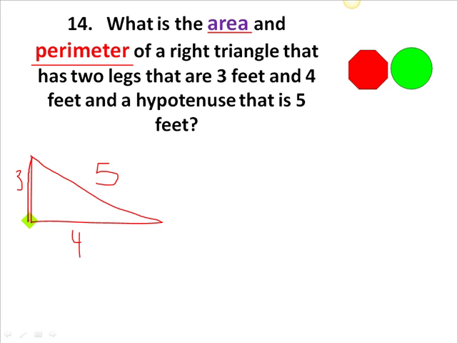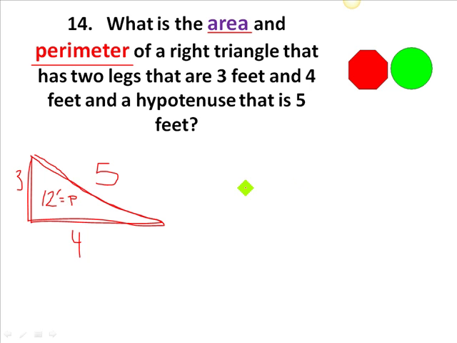Well, the perimeter is just the total distance around. That's it. You just add up all the numbers. 3 plus 4, that's 7, plus 5, that'd be 12. So we're talking about 12, and it says they're in feet. So it's 12 feet equals the perimeter. If you got that right, you're doing it right.